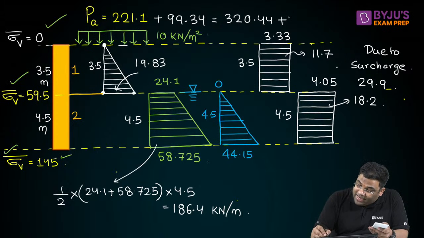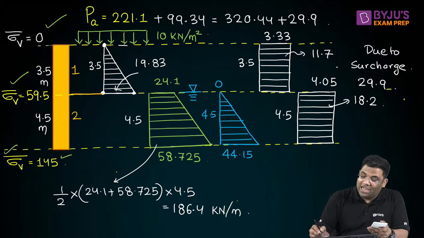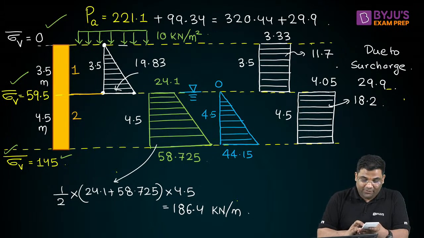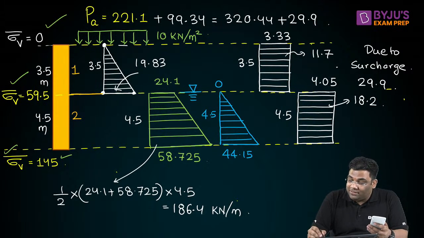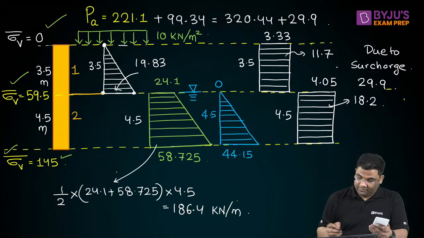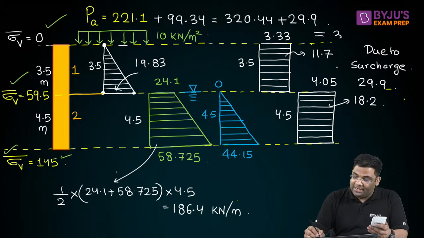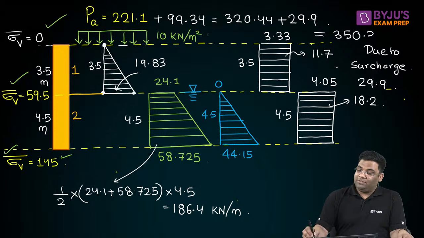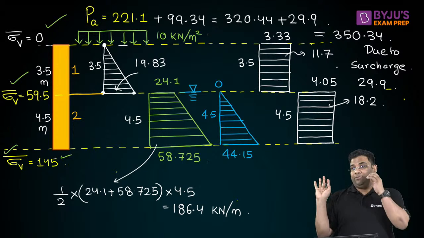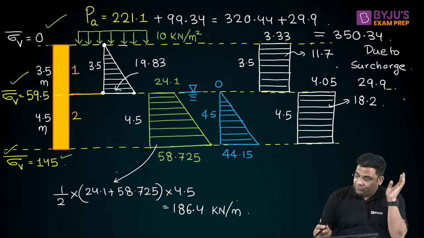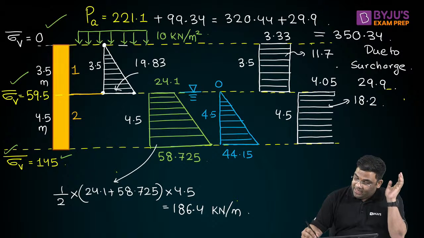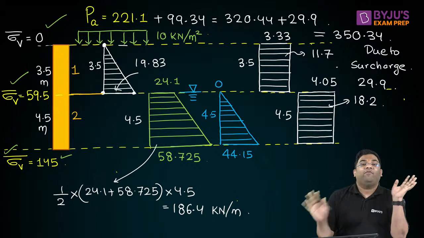So if I am again adding it, because I have to add due to surcharge, I'll get a value of 350.34. So total is coming 350.34. See, such a complicated question which looked complicated, no need to remember a lot of formulas.